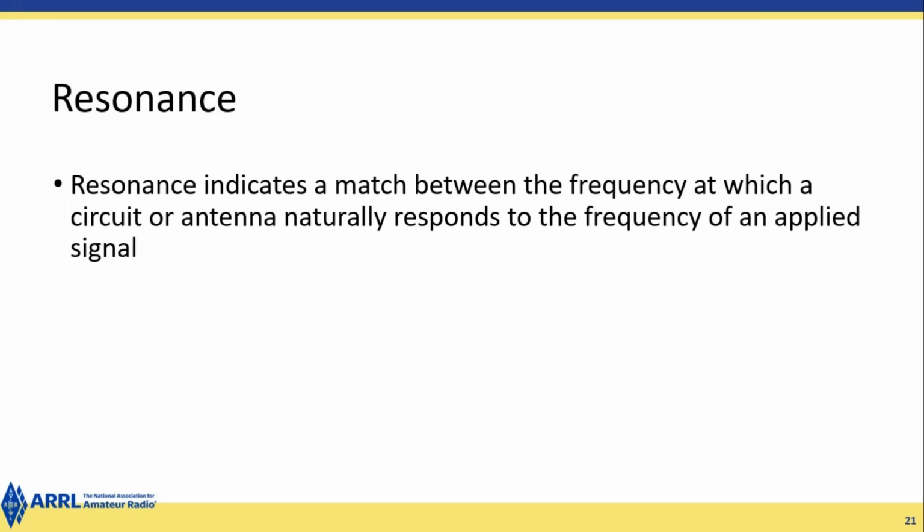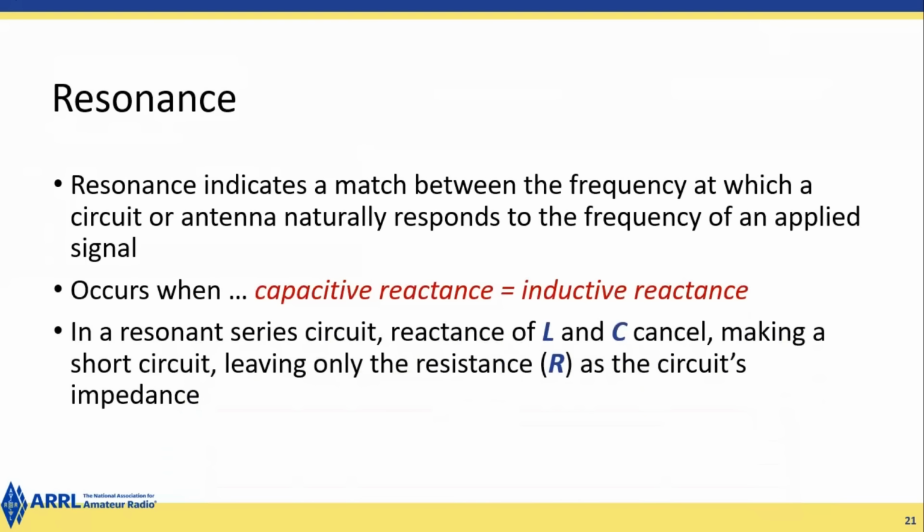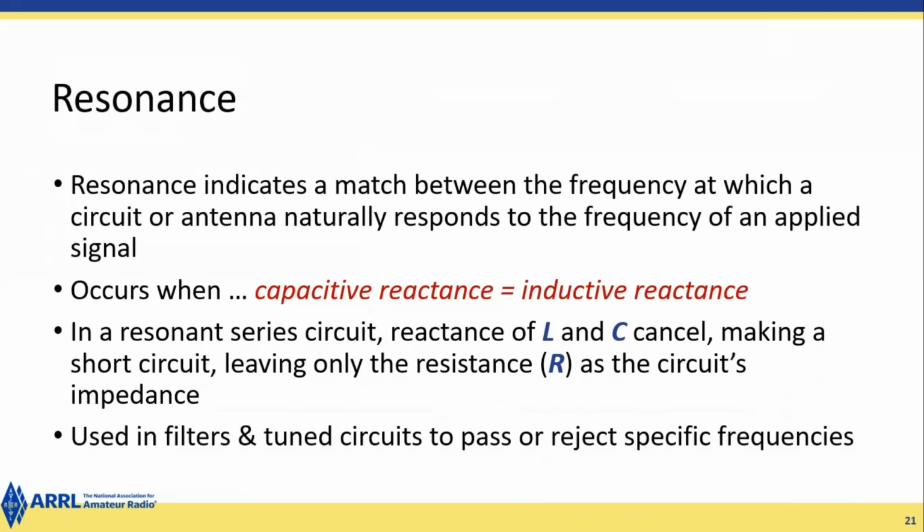So resonance indicates a match between the frequency at which a circuit or antenna naturally responds and the frequency of an applied signal. Resonance occurs when capacitive reactance is equal to inductive reactance. So when those two are equal, then you're going to have resonance. Resonance is used in filters and tuned circuits to pass or reject specific frequencies. It is a very important piece of amateur radio, used a lot in our RF circuits.